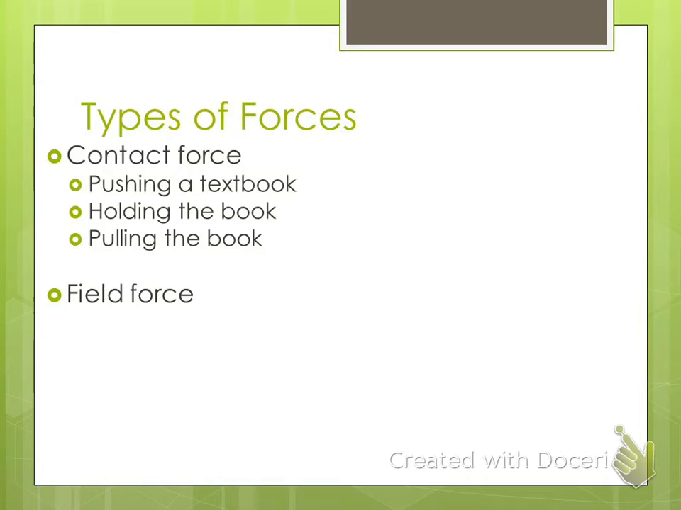Air resistance still technically comes in contact with the object when it's falling. But right idea. Magnet, good. Magnet and gravity are the two major field forces that we think of. We will deal a lot with the gravitational force. We don't deal much at all with the magnetic field, or the magnetic forces.